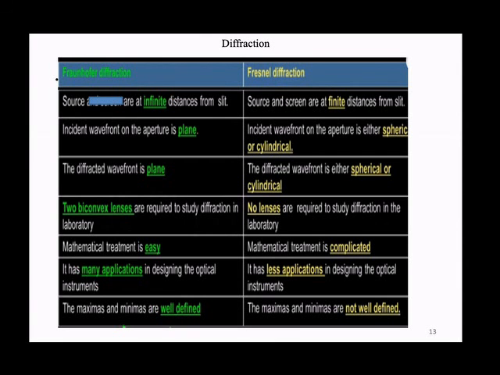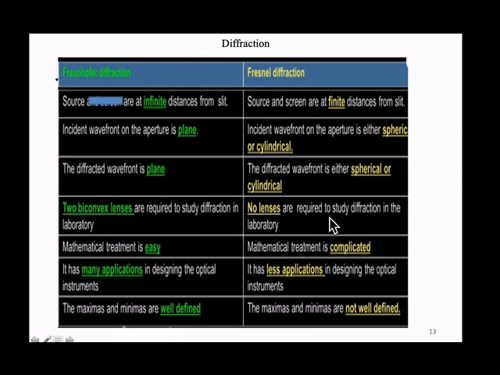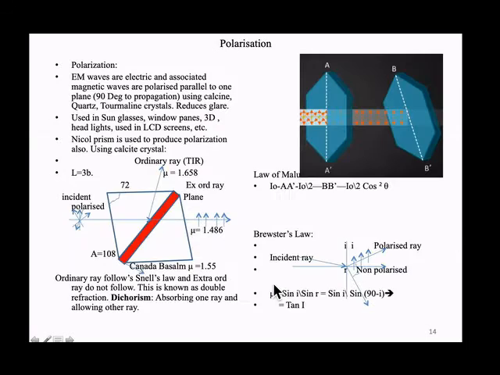Okay. Now we have Fraunhofer and Fresnel diffraction, two different diffractions. This is for a source at infinity, and this for a source nearby. This is a plane wavefront. This is a spherical or cylindrical wavefront. So the diffracted wavefront is also plane. Two convex lenses are required to study Fraunhofer diffraction. But here no lens is required. We can straight away study. Here easy and well-defined maxima and minima are formed. Here not well-defined minima are formed.